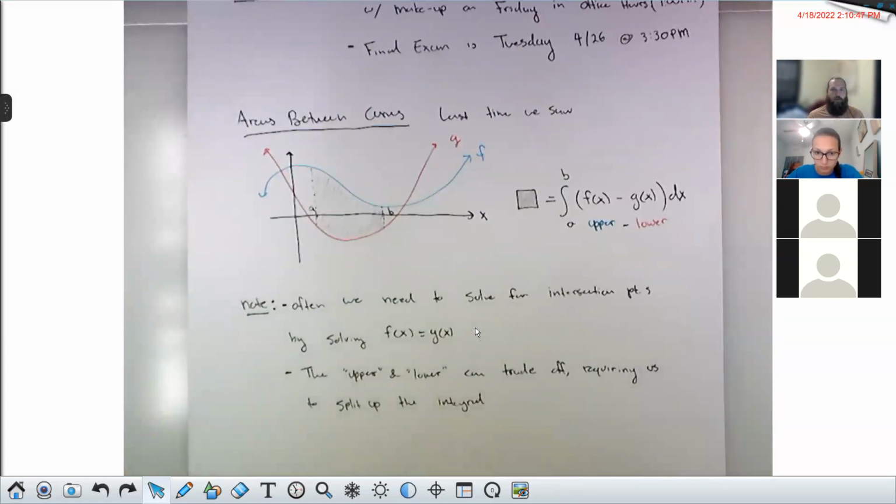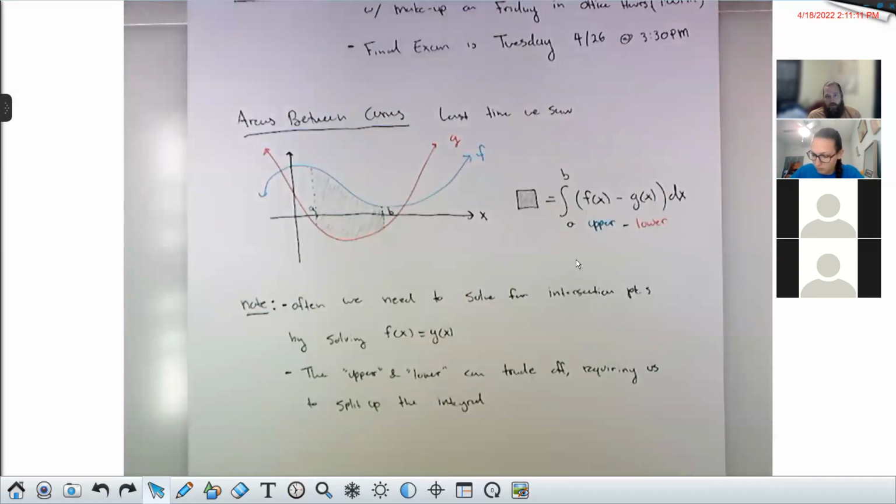And I'll say one other thing. I don't even want to write it down because I don't want to confuse you, but I want to say it. The textbook defines the area between the curves f and g as the integral of the absolute value of f minus g. They put absolute values here, and they don't care who's the upper and who's the lower, or whether they trade places.